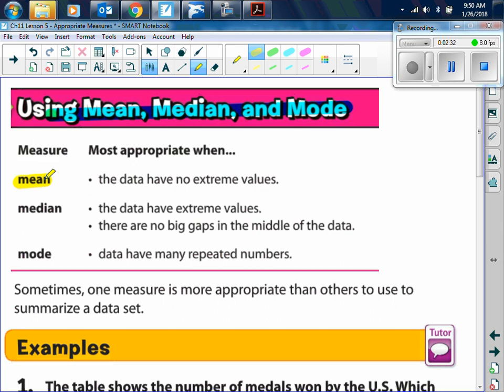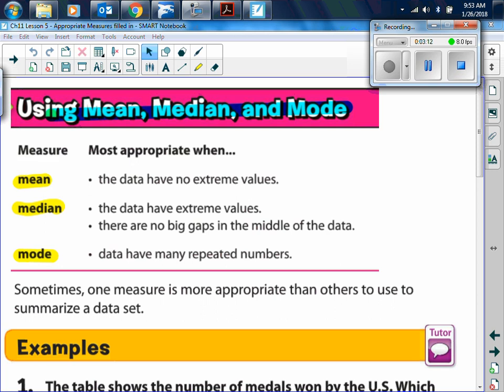If we don't have any numbers that are way higher or way lower, then that's the one we want to choose. The median, we would use the median if the data do have extreme values. If there are outliers, then we should use the median. And also, if there are no big gaps in the middle of the data. And then finally, we use the mode if the data have any repeated numbers. So sometimes one measure is more appropriate to use to summarize the data set than others.